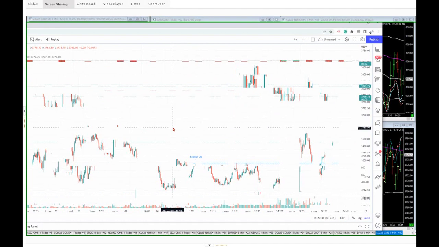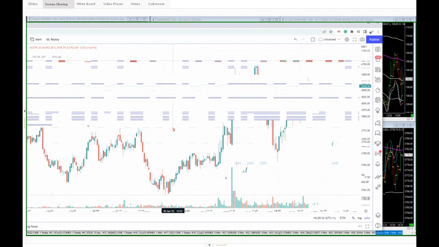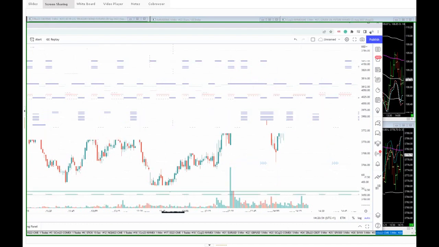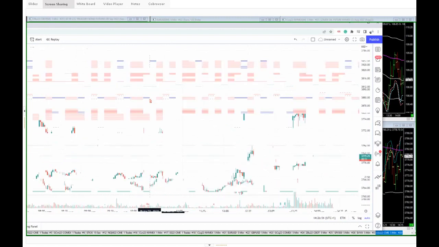You can work your way through these. So you could look at the next one. And this one's all over the place. So you could just say, well, you know what? I'm deleting that one. The next one. You can see where the order blocks are. You can go through the next one. You can see where the order blocks are.